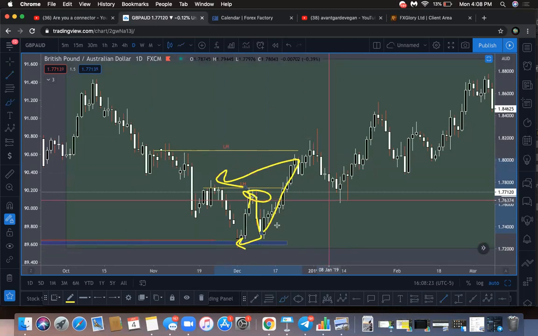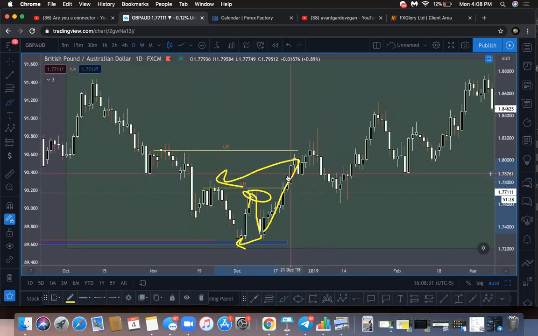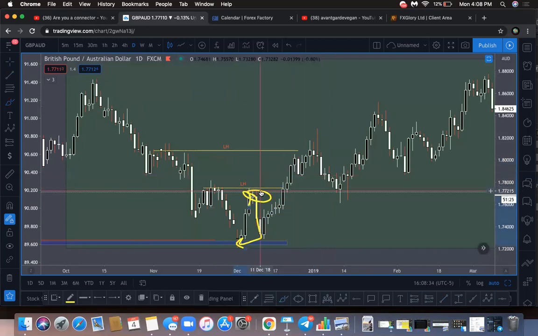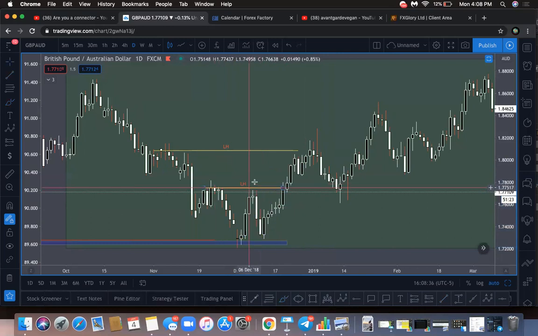Uptrend. So when we make a new high, what do we look for? Right? A higher low point. Where do we normally want to look for a higher low point from? That initial break of structure, right? So we're looking for a play over here inside this structure point.